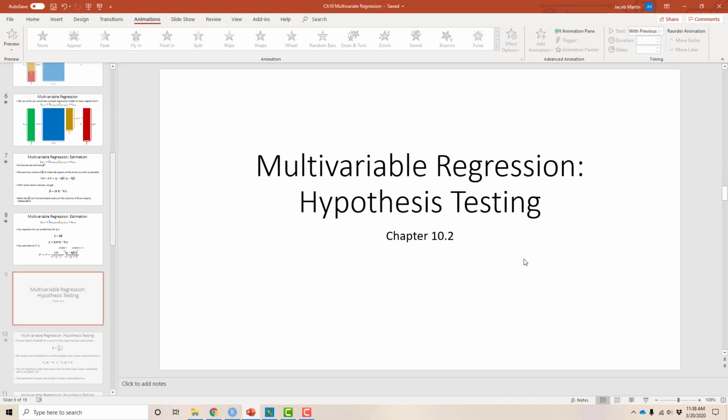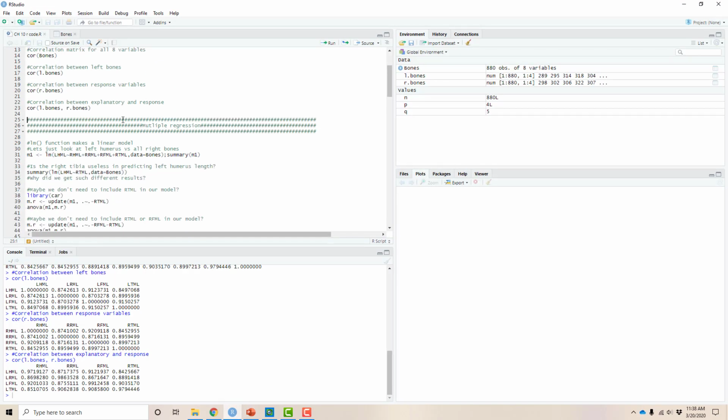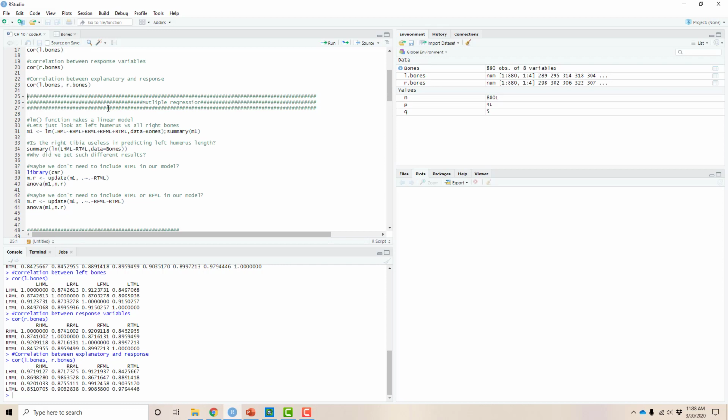So how can we do this in R? Fortunately, we don't actually have to do most of that at all. We can just use the lm function in R. We'll call it model 1 because it's our simpler model. lm in R stands for linear model, and we'll put in the typical formula that we usually see. We're just going to be looking at the humerus versus all the right side bones. So we'll say the left humerus length is going to be equal to the right humerus, right radius, right femur, right tibia. We want to tell it where those variables are stored. They're in the data set bones.